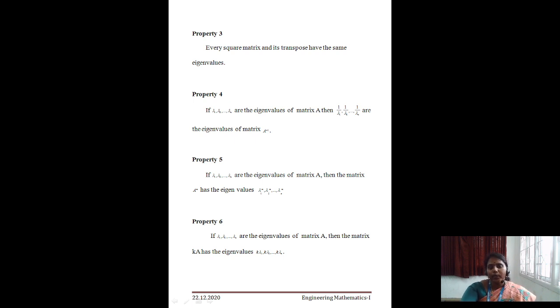The next is property 6. If lambda 1, lambda 2, etc., lambda n are the eigenvalues of matrix A, then the matrix kA has the eigenvalues k lambda 1, k lambda 2, etc., k lambda n. For example, if you want to find the eigenvalues of 2A, you have to multiply the eigenvalues of A by 2. So these are all the properties of the matrix.